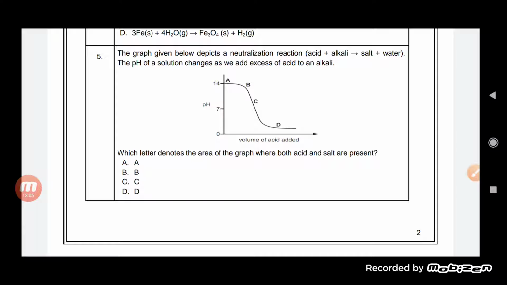Now see here, at area A, when the pH is 14, the solution is alkali. So the salt which is formed here is a strong alkali solution, or a basic salt solution, because the pH is at 14. Similarly, if we see at B, there also the pH is 13. So we can say it is still a basic solution. C is also more than 7. So that will also be a basic salt solution.